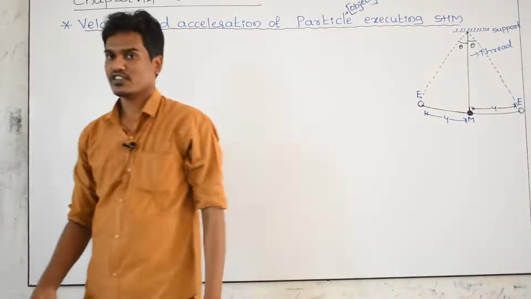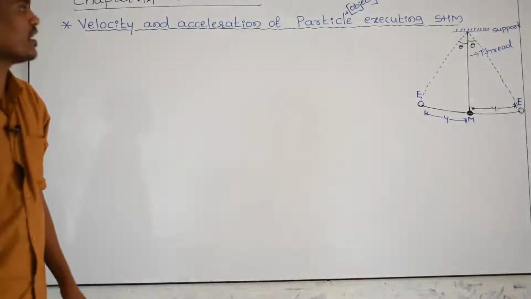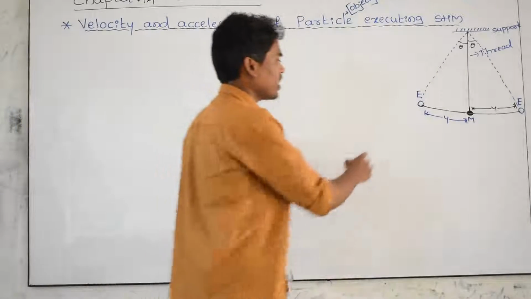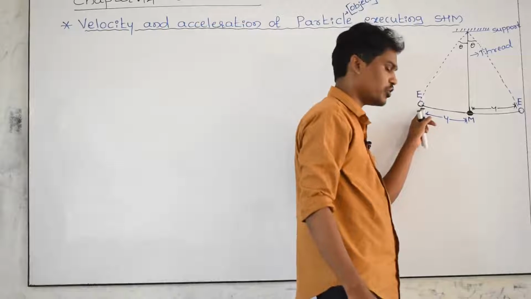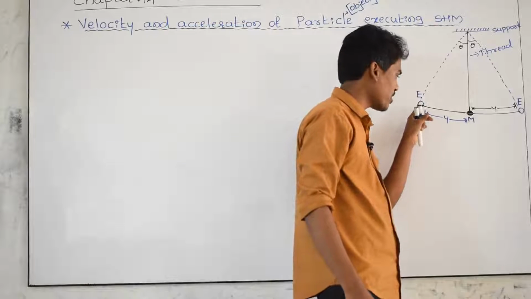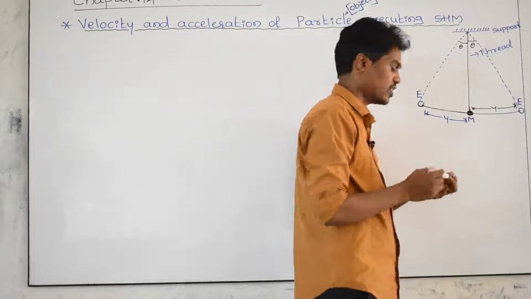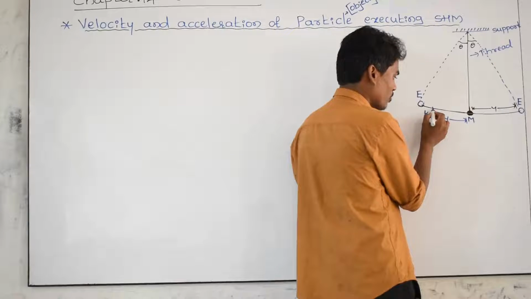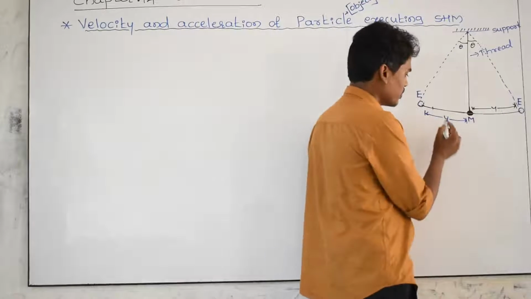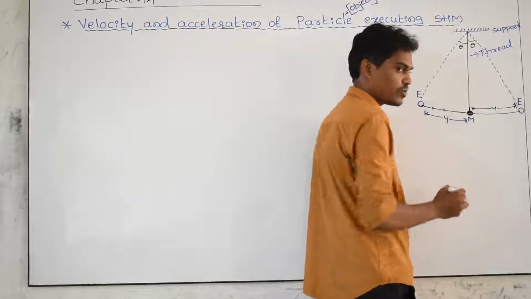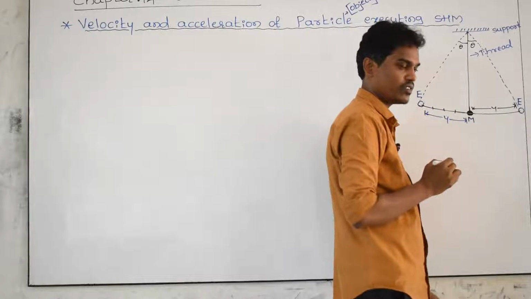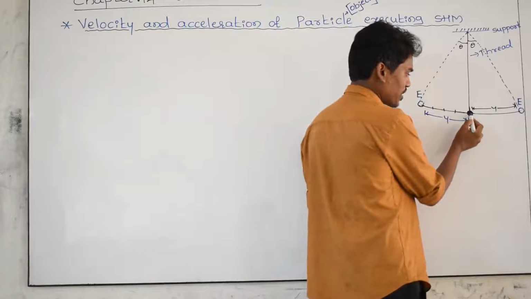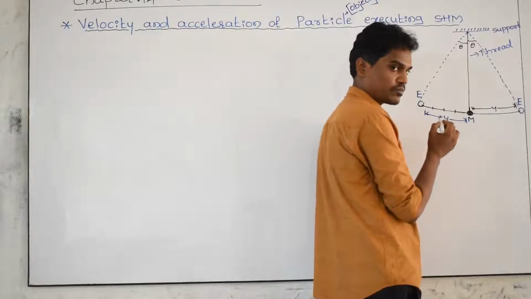What is our intention in this concept? We have to find out the velocity at the extreme point. When the object is at this point during its SHM, what is the velocity of the object here? If the object is at this point, what is its velocity? If the object is at the mean point, what is the velocity?